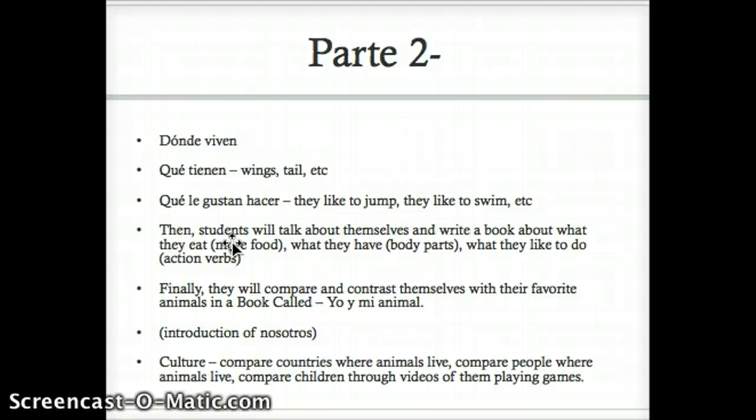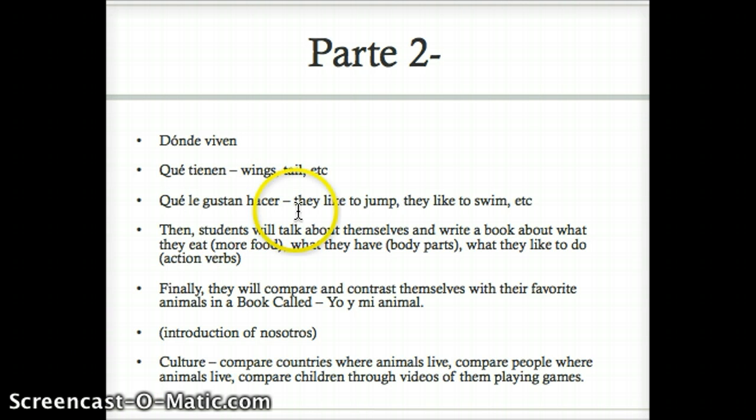And in the second part of this, they will be learning about where they live and talking a little about their body parts and what they like to do. Then they will be comparing themselves and the animals. They will finish by writing a book called Yo y mi animal. There I will introduce the nosotros, and culture will be included when we're comparing the countries where the animals live. I'm also going to present some videos of children in different countries and the games that they like to play in these different countries.